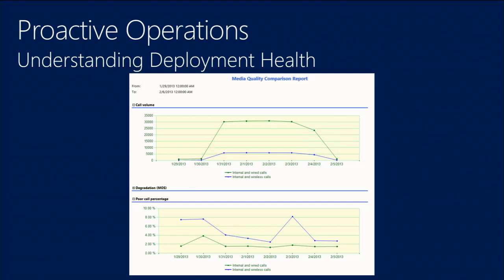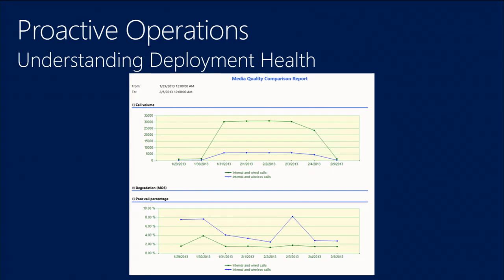So this is a report that I highly suggest that you run in your environment. If you are creating SLAs on your environment on percentage of poor calls, don't set it at an overall level of poor calls, but set it at what you can control. So you're more likely to have more control over the experience on internal and wired than you're going to have from external and wireless. Okay?